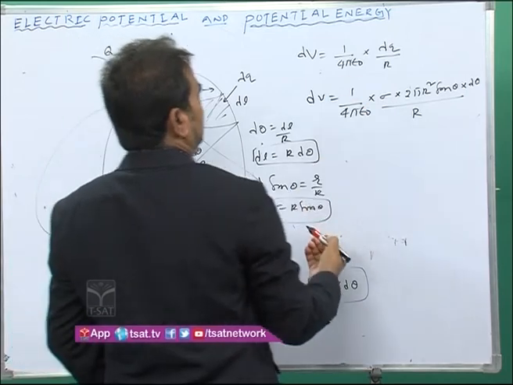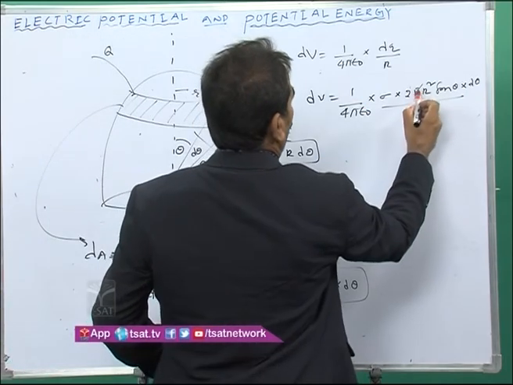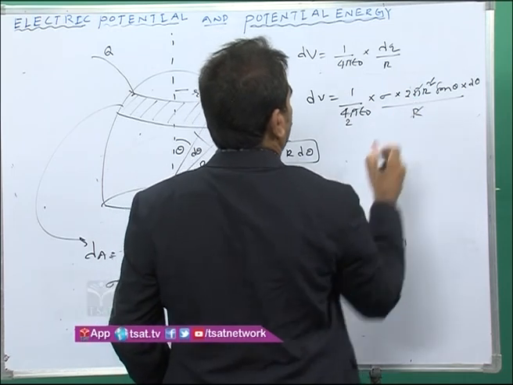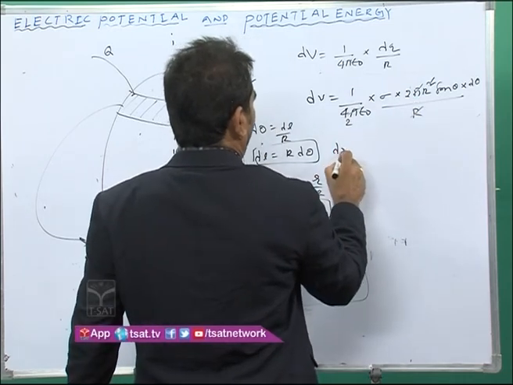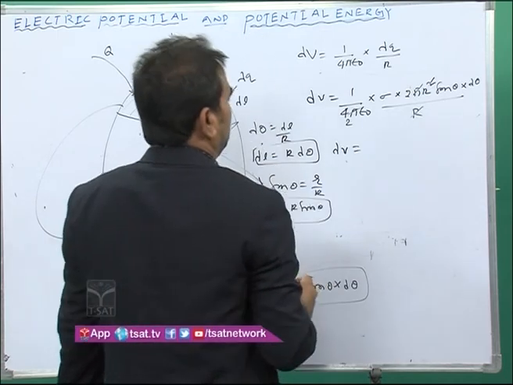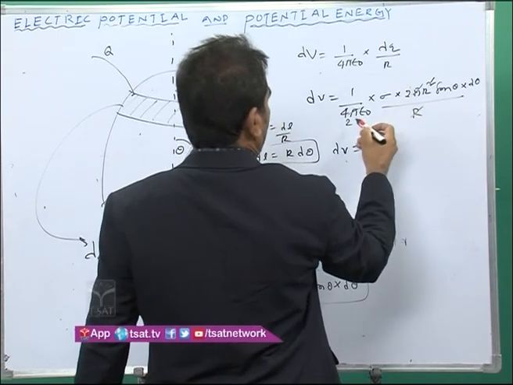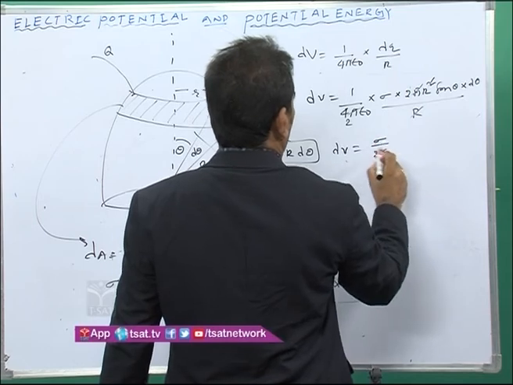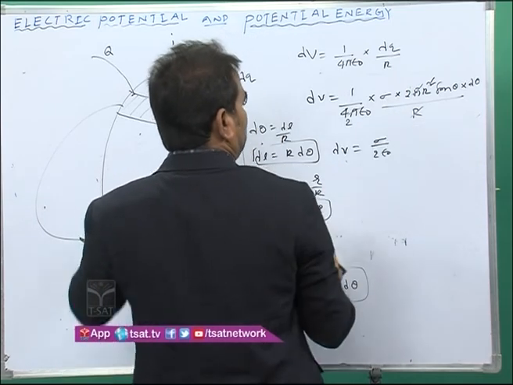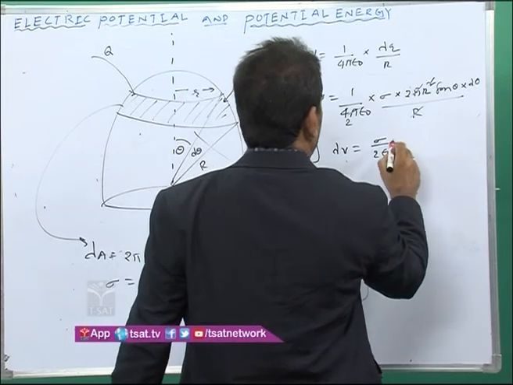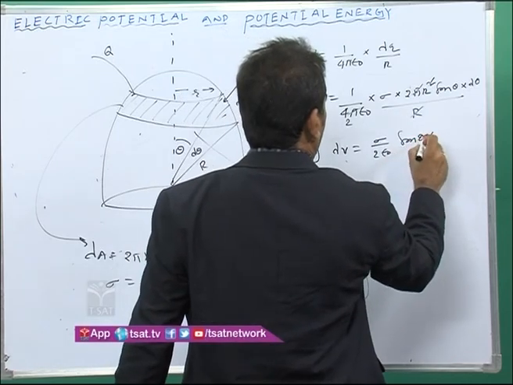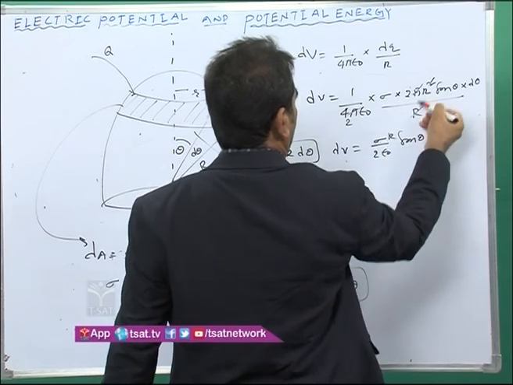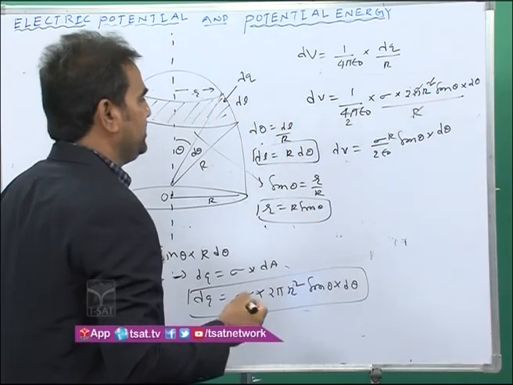So, in the numerator and denominator, 2 pi gets cancelled, and one r also gets cancelled. dV is equal to sigma upon 2 epsilon naught into sin theta into d theta. Here r is there in the numerator and denominator, r gets cancelled, giving sigma r by 2 epsilon naught sin theta into d theta.